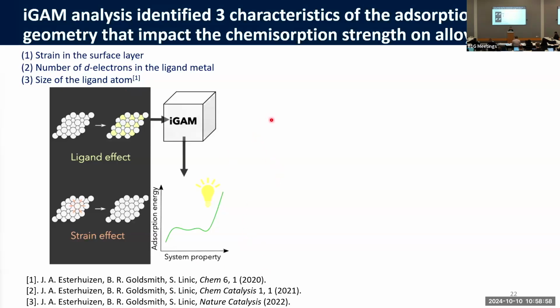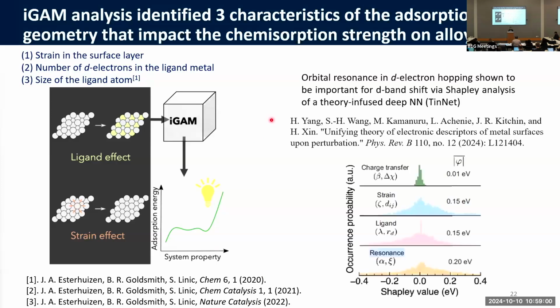Interpretable machine learning is clearly a powerful tool. I wanted to shout out this paper from Hongliang Xin and John Kitchin and collaborators, where it shows that these types of approaches can have a lot of merit and could continue to be used to find insights. They looked at a theory-infused deep neural network and did Shapley analysis on similar data. And they found that orbital resonance and d-electron hopping was very important. This has to do with energy misalignment between orbitals.